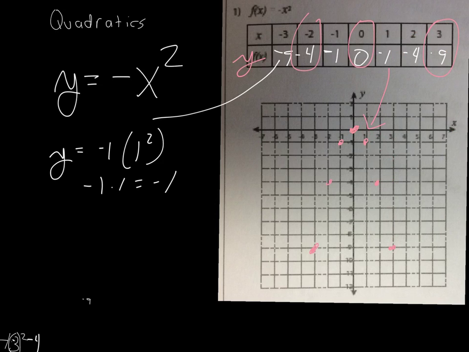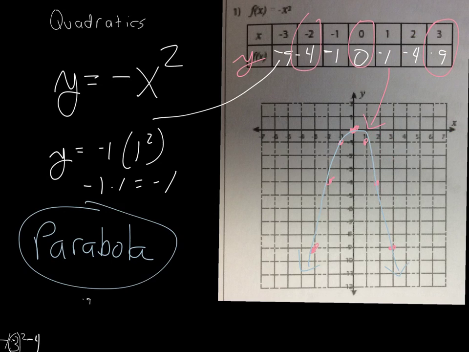And if you put a ruler on this, you will see that it is not linear. It's actually curved. So I'm going to try to connect those dots kind of like that. That is what is called a parabola. That is the shape of a quadratic. So that was the first one from your sheet. Let's go to the second one.